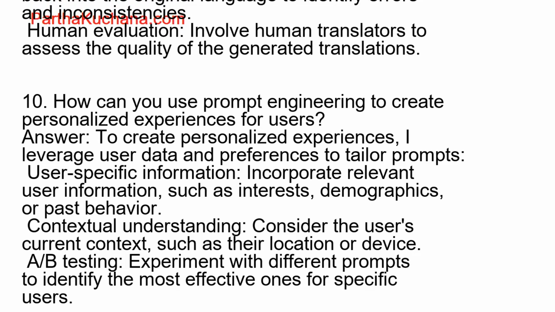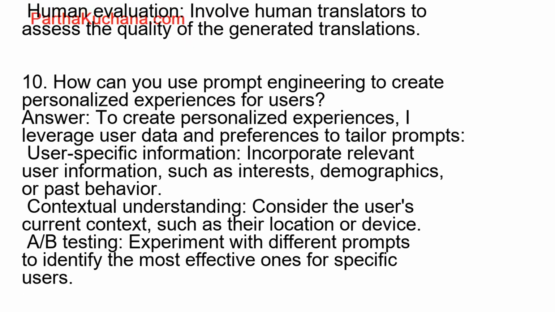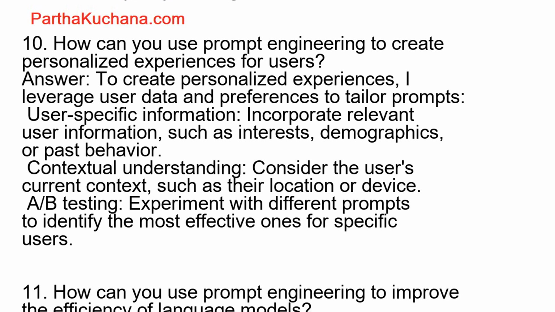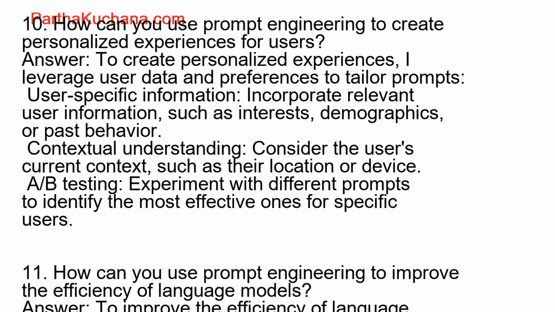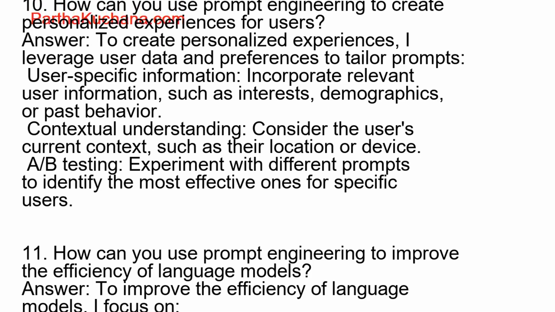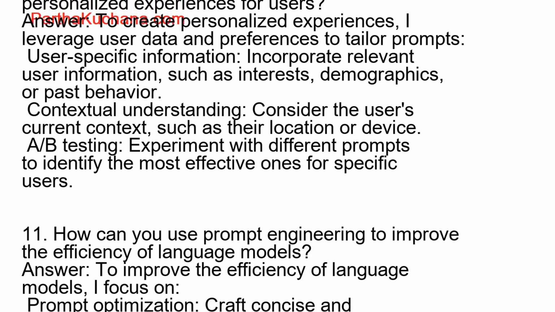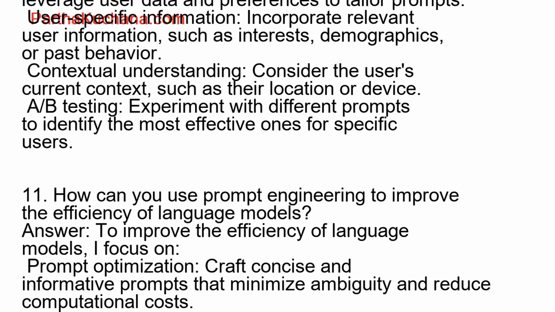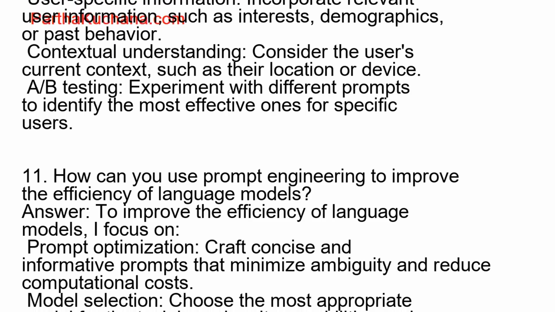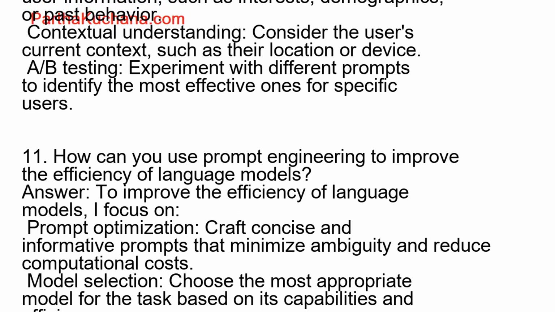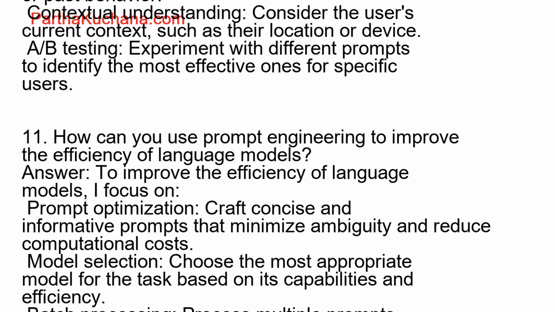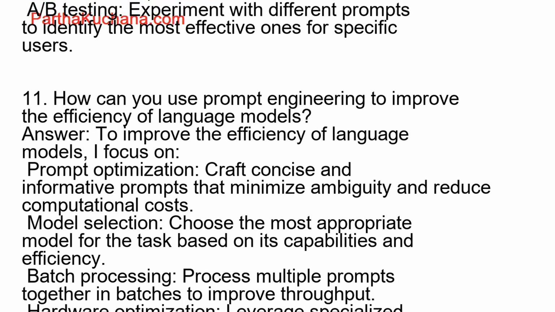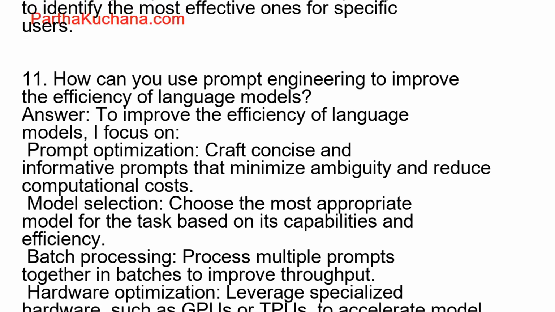11. How can you use prompt engineering to improve the efficiency of language models? Answer. To improve the efficiency of language models, I focus on prompt optimization. Craft concise and informative prompts that minimize ambiguity and reduce computational costs. Model selection. Choose the most appropriate model for the task based on its capabilities and efficiency. Batch processing. Process multiple prompts together in batches to improve throughput. Hardware optimization. Leverage specialized hardware such as GPUs or TPUs to accelerate model execution.